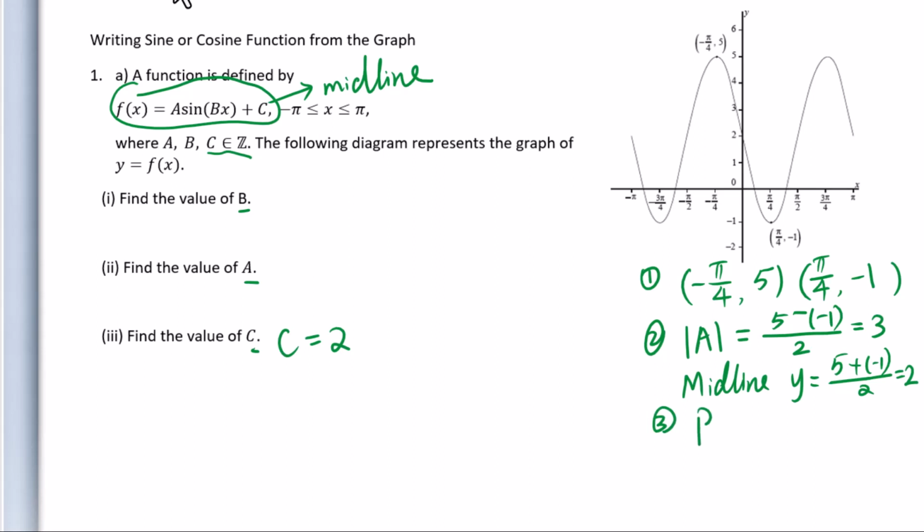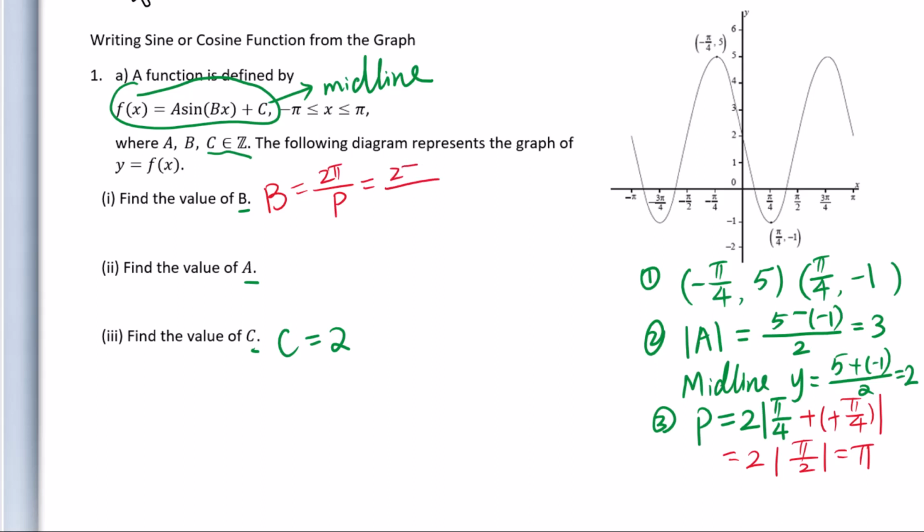Third step, the period equals double the horizontal distance between the maximum and minimum points, which means 2 times (pi over 4 minus negative pi over 4). Negative negative is positive, so 2 times pi over 2 equals pi. Then we can figure out B equals 2 pi over P equals 2 pi over pi equals 2. Let's check back the pattern of this trig function. No horizontal translation, which means the new origin is on the y-axis here.